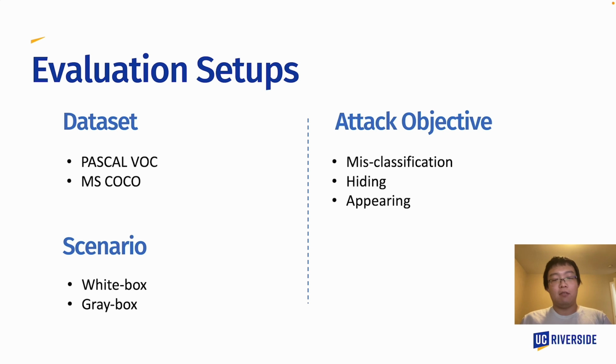We evaluate our framework in two scenarios. For white box attacks, we assume that the attackers know all the parameters, and for gray box attacks, we assume that the attackers know the architecture and the training data distribution, but not the parameters. And we evaluate on three attack objectives: misclassification, hiding, and appearing.